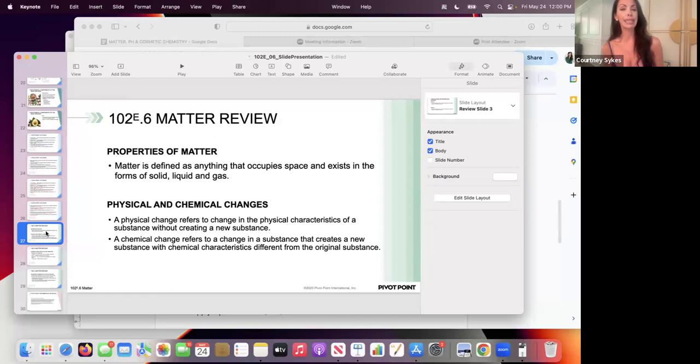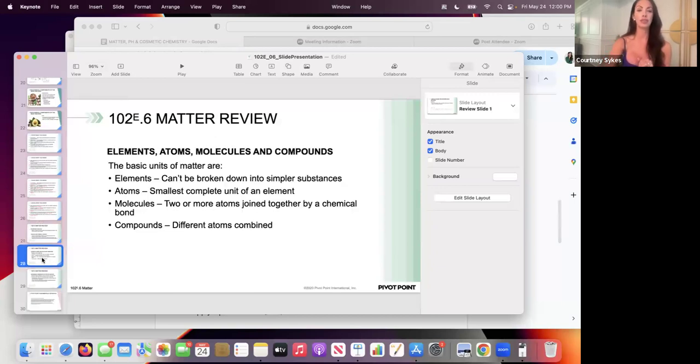Matter is defined as anything that occupies space as a solid, liquid, or gas. A physical change refers to a change in the physical characteristics of a substance without creating a new substance. A chemical change refers to a change in a substance that creates a new substance with chemical characteristics different from the original substance. So we know matter. We went over physical change. We went over chemical change.